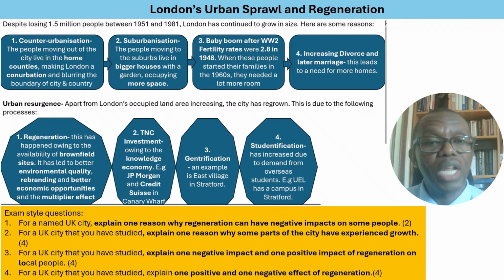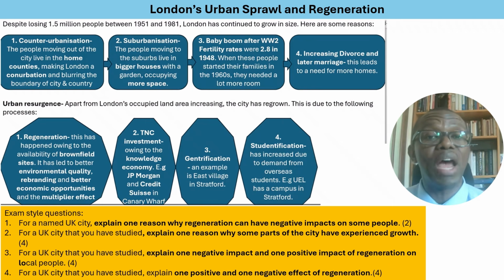The next thing that we shall look at is London's urban sprawl and regeneration. Now, despite losing 1.5 million people between 1951 and 1981, London has continued to grow in size. And these are some of the reasons here. The first one is counter-urbanization. And this has been in the form of people moving out of the city to live in the home counties, making London a conurbation, meaning that the boundary between city and country is actually now blurred.